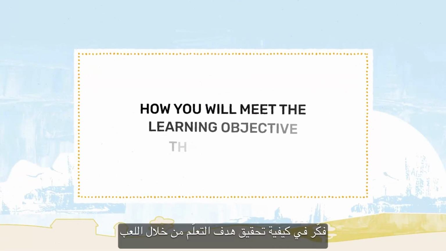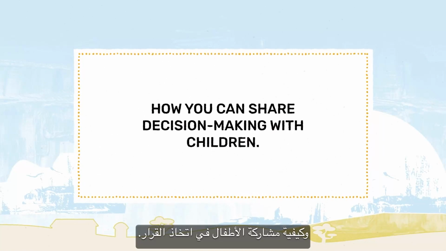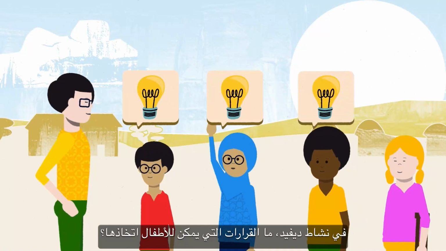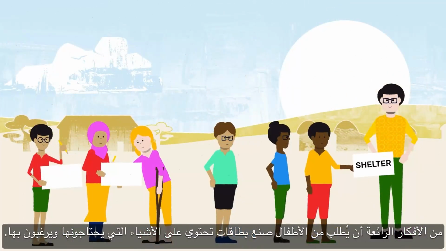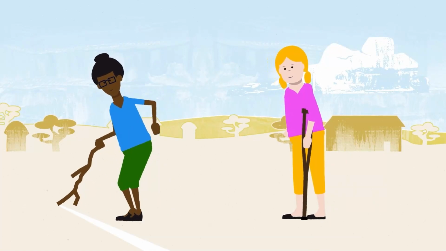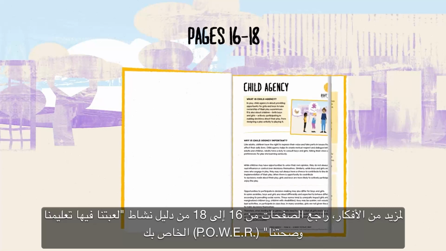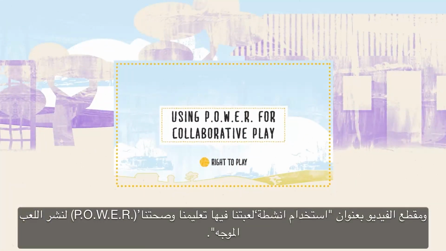As you plan your lesson, think about how you will meet the learning objective through play and how you can share decision-making with children. In David's activity, what decisions can children make? One idea is to have children create cards with things they need and want. They can also set the size of the playing area. For more ideas, check pages 16 to 18 of your Power Manual and the video called Using Power for Collaborative Play.